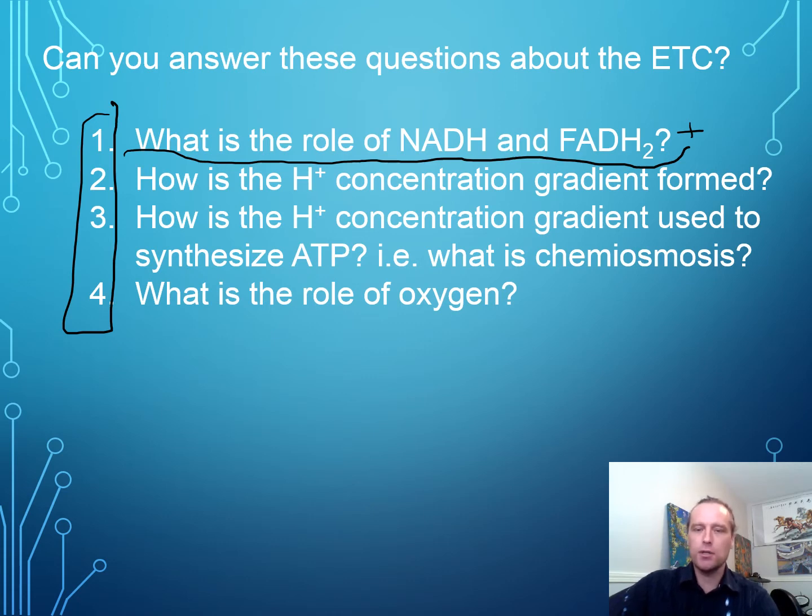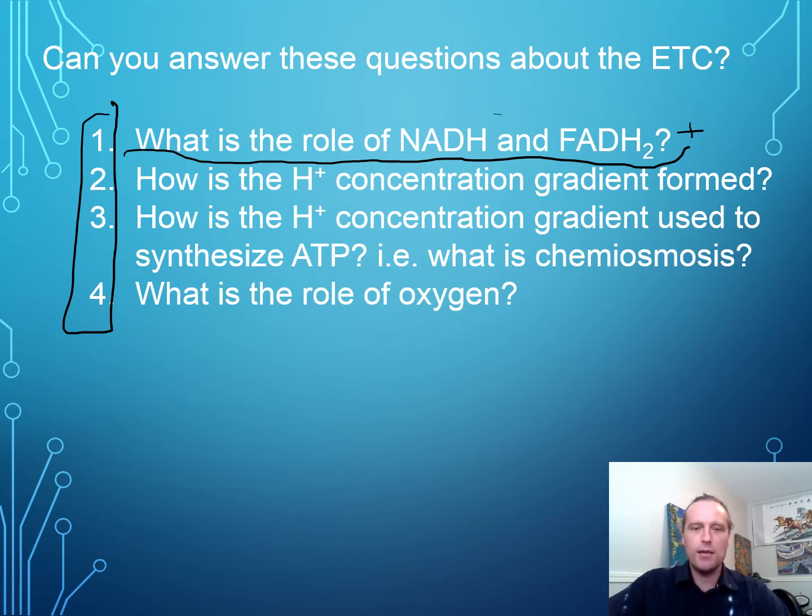Number 2, how's the H plus concentration gradient formed? The energy is from, well, glucose basically, right? But more specifically, it is from all those high energy electrons that were gradually stripped off of glucose and other molecules: pyruvate, the formation of acetyl-CoA, and various intermediate products. We get energy, and the energy is in the form of electrons. We use that energy to pump protons into the intermembrane space.